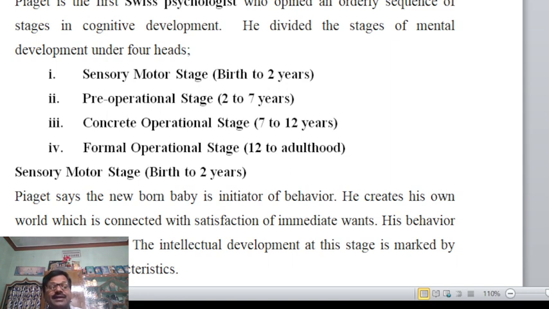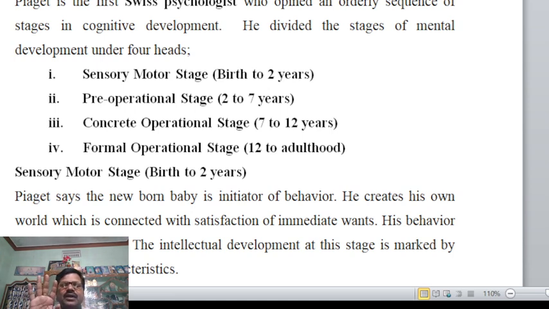First is the sensory motor stage, and the duration of the sensory motor stage is birth to 2 years. Then the pre-operational stage, that is 2 to 7 years. We can say that is the early childhood period. Sensory motor is the infancy period, birth to 2 years. Next, the concrete operational stage, that is 7 to 12. It means that is the later childhood. And the formal operational stage, that is 12 to adulthood. That is the teenage and adolescence period. Clear? There are four stages.